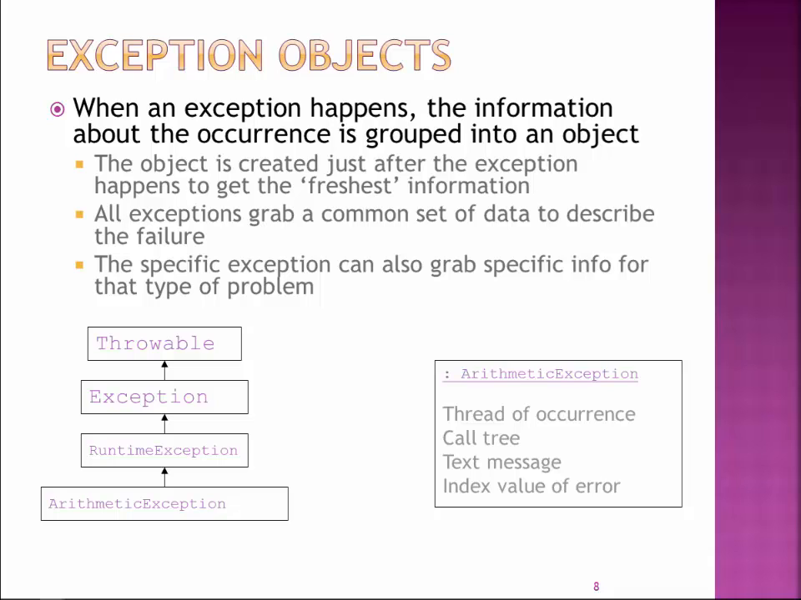So like an arithmetic exception happens, we have information such as what's the thread of the occurrence, where in the program did it happen, what's the call tree, what method called which method, which called which method, and then there's some text that describes it and possibly some additional values such as a number that says the arithmetic exception is you were trying to work with this number and it's a bad number inside of there. And so that is built up through this exception hierarchy. There's part that's a throwable, there's part that's exception, part that's runtime exception, and it builds that up.